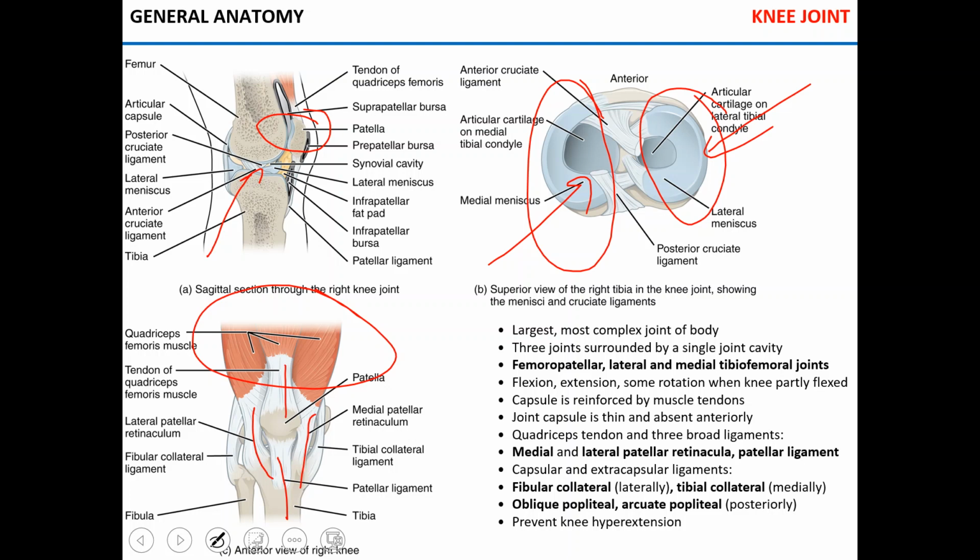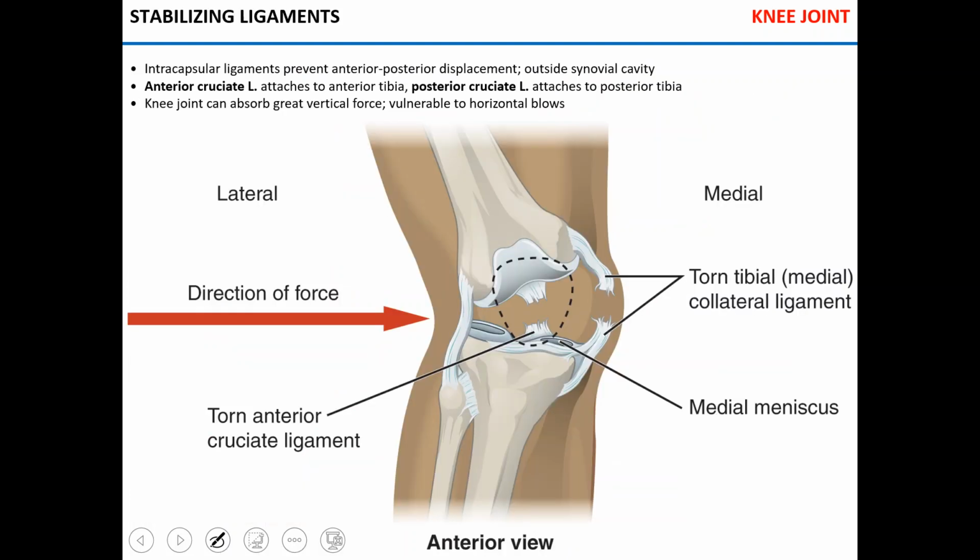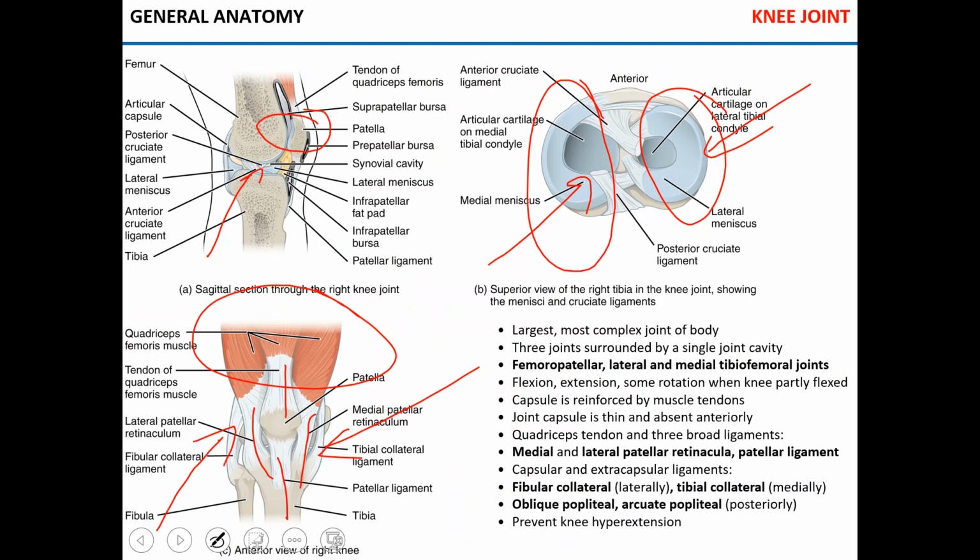Now, two collateral ligaments prevent the hyperextension of the knee: the tibial collateral and fibular collateral ligaments. In the back, they're not in the picture, there are the oblique popliteal and arcuate popliteal ligaments posteriorly. And of course, everybody knows about the anterior and posterior cruciate ligaments.